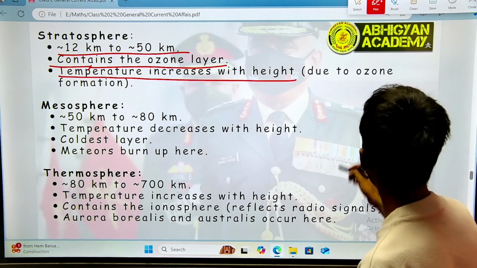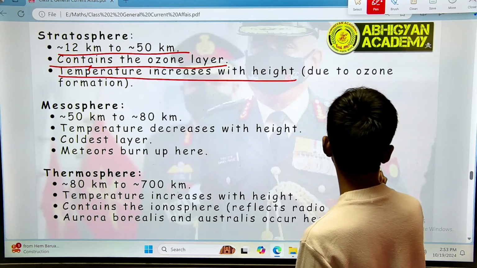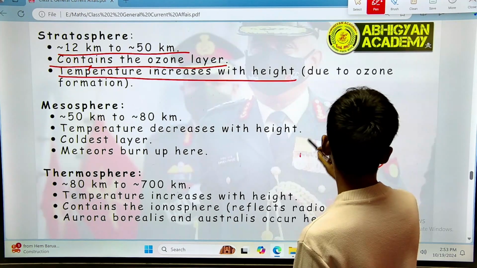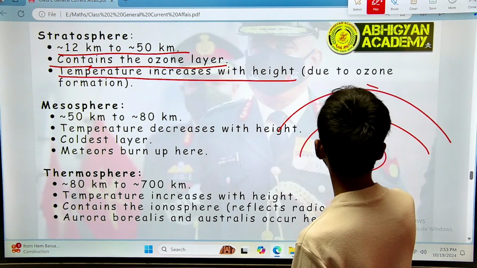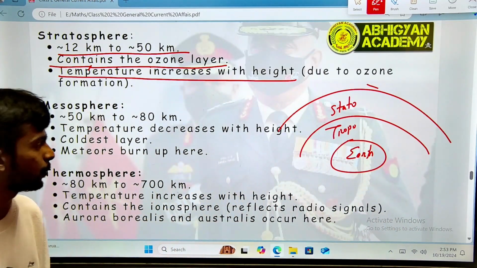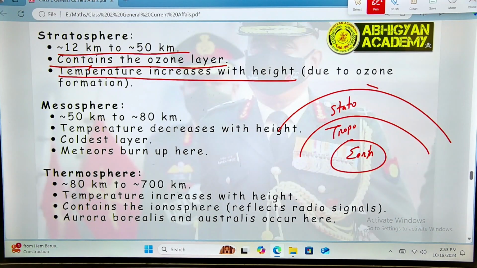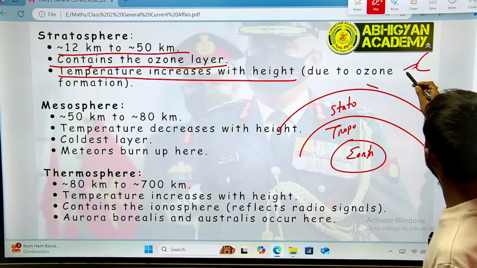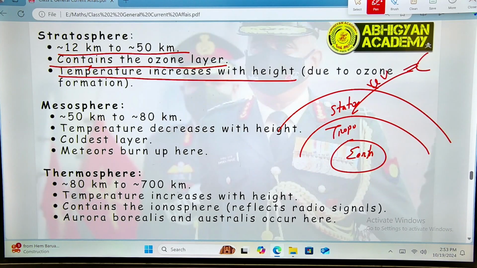Why? See, when you consider the layer, suppose this is your earth, this is your troposphere and this is your stratosphere. Now what is the heating pattern of stratosphere? In case of troposphere we studied the infrared radiation phenomenon. But when you consider the stratosphere, the heating pattern is basically depending upon the UV. This is your sun, the UV light came. So the stratosphere is heated directly by the UV light of the sun.